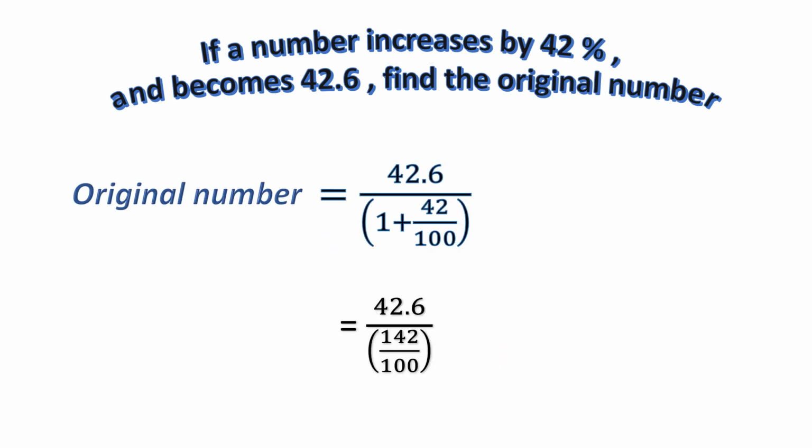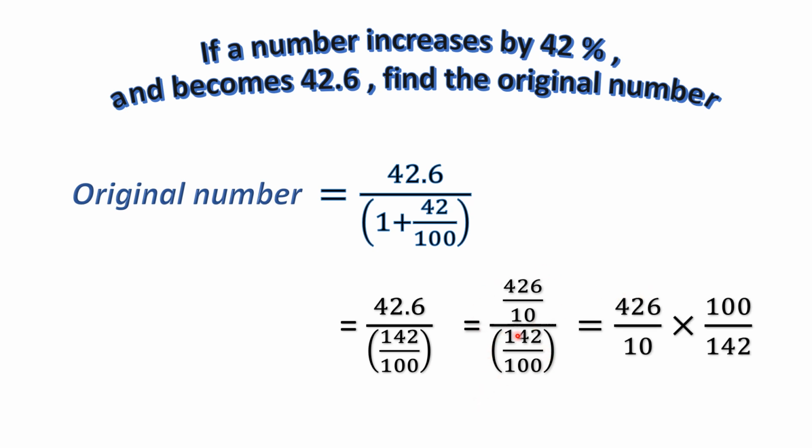Let's do it. Okay, so 42.6. Now we have done the thing that is in the bracket here. So 1 plus 42 by 100 gives us 142 by 100. After that, we have just broken 42.6 and changed it to 426 by 10. This is as it is. In the next step, we'll do the reciprocal. So 426 by 10 is as it is. The divided by sign turns into a multiplication sign, and 142 by 100 becomes its reciprocal, that is 100 by 142.